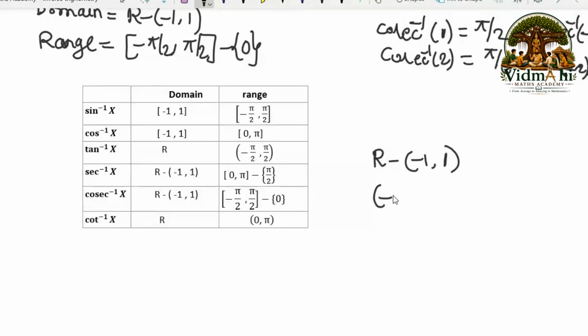minus infinity comma minus 1 union 1 to infinity. And R minus (minus 1 comma 1), taking the open interval, can also be written as minus infinity comma minus 1 closed interval union closed interval 1 comma infinity. So this is the domain of the secant inverse x and cosec inverse x functions.